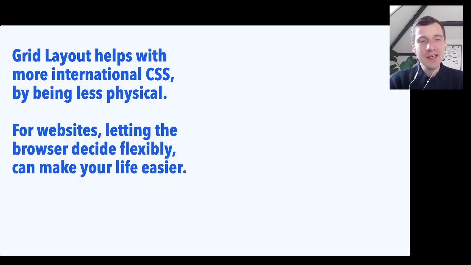For websites, letting the browser decide flexibly can really make your life a lot easier. So rather than defining all of the different sizes, sometimes it might be better to use flexible units like flexible grid columns, so that when a content editor happens to add a really long word, the word is still readable and it's automatically dealt with. Or maybe you want to choose not to do that and override the default settings.